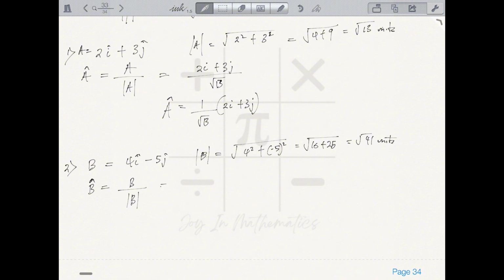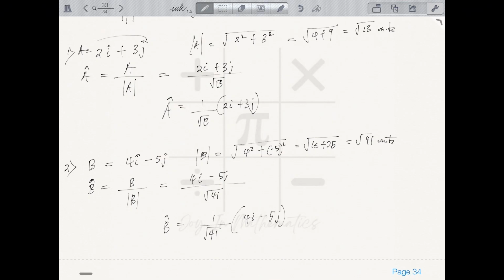So with that done, the unit vector B will be equal to B, that's 4i minus 5j, divided by the modulus of B, which is root 41. And this will result into 1 divided by root 41 multiplied by 4i minus 5j. And this will be the unit vector of B.